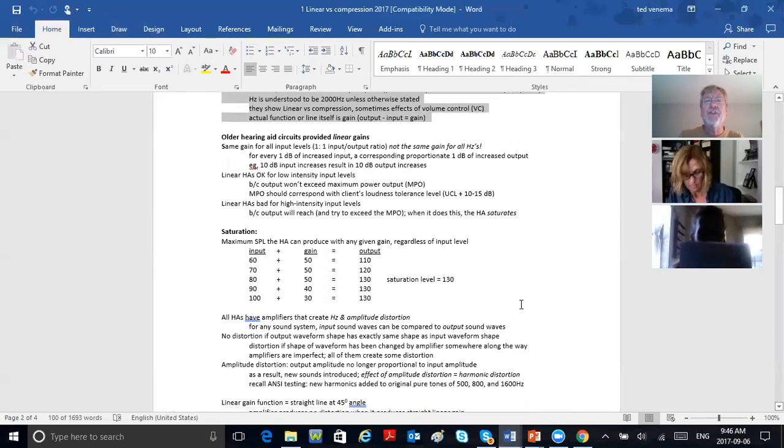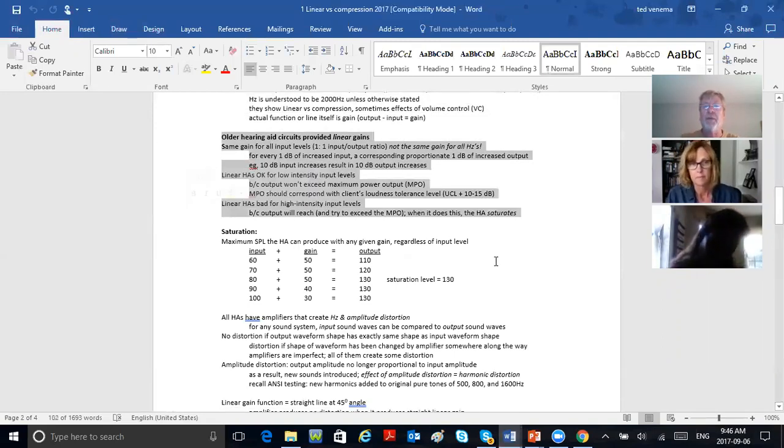Now we can move through this talk here. Older hearing aid circuits provided linear gain. I'm going to gray this out so we can read it together. Same gain for all input levels. 1-to-1 input-output ratio. Not the same gain for all frequencies. Don't mix this up. That's why I made italics in it. In other words, I'll show you what this means. Let's look at a picture.